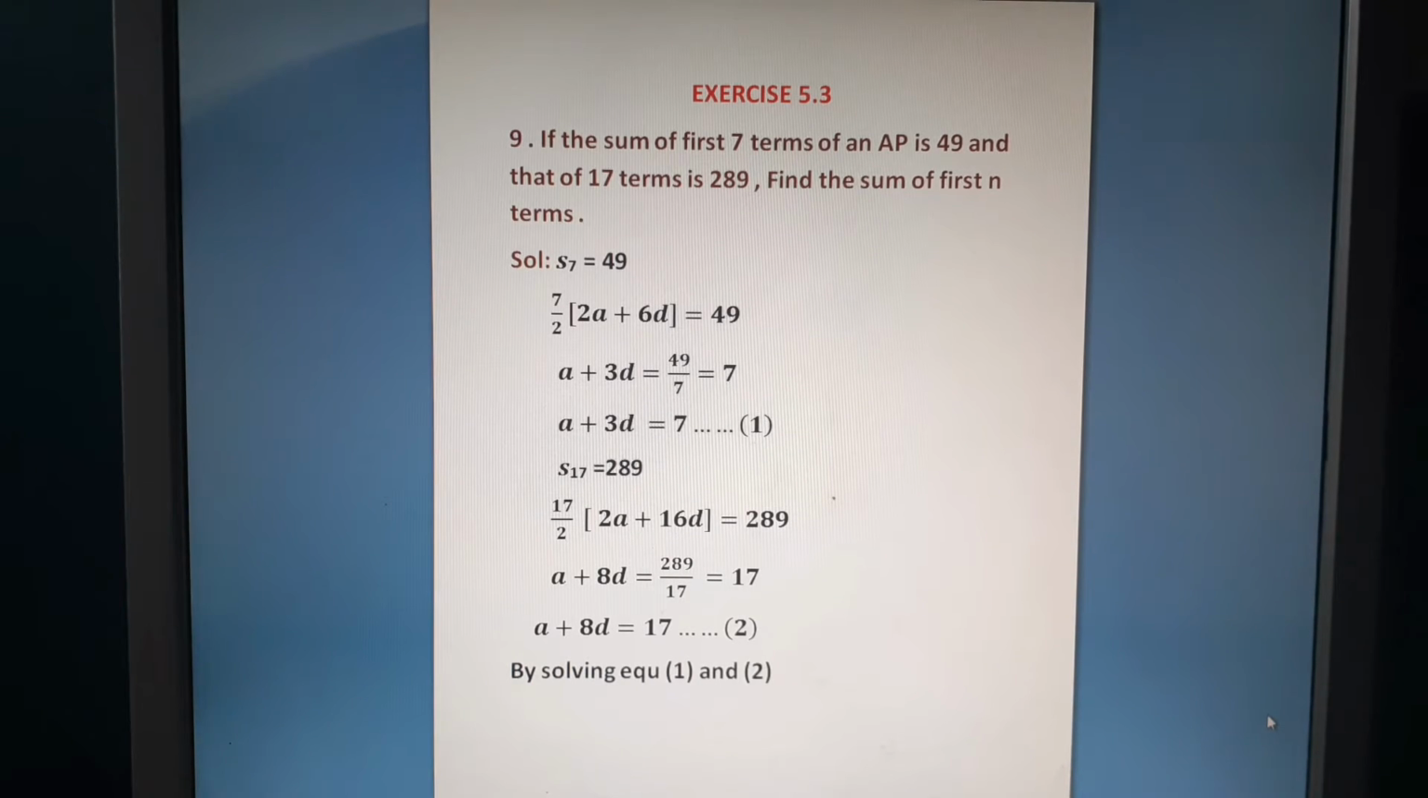Ninth one, question number 9. If the sum of the first 7 terms of an AP is 49 and that of 17 terms is 289, find the sum of the first n terms.